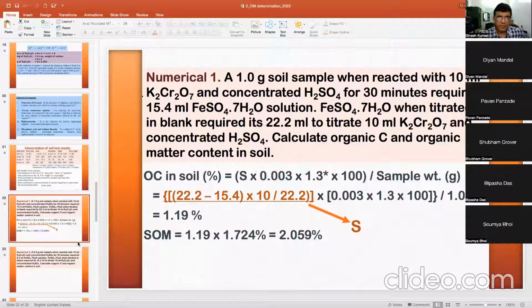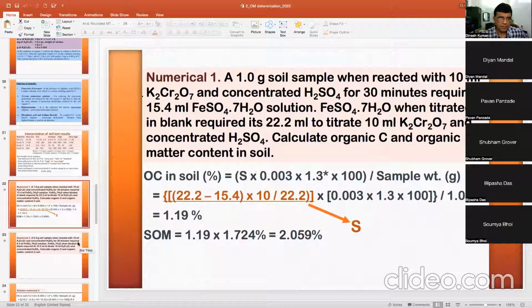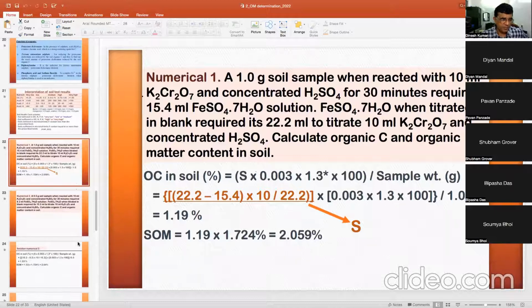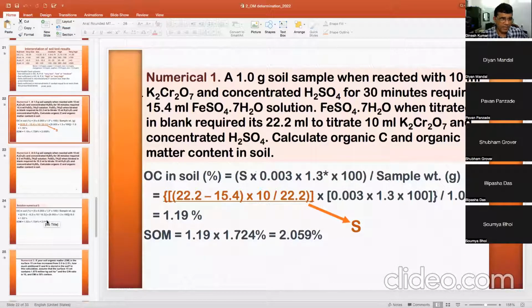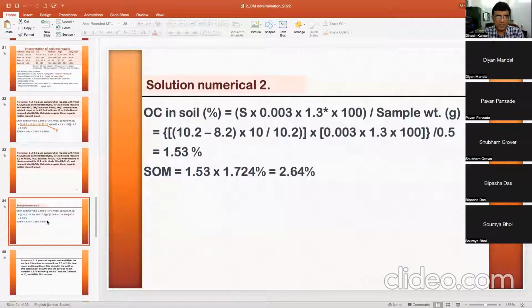Sir, organic carbon 0.76% and organic matter content in soil will be 1.32%. Let me check. I don't know whether I did it wrongly or you did wrongly. You can match it here and we can find out who committed the mistake. Sir, I took sample weight as 1 gram instead of 0.5. You can double it. You can check my answer whether it is correct or not. I am also in doubt whether my answer is correct or not.